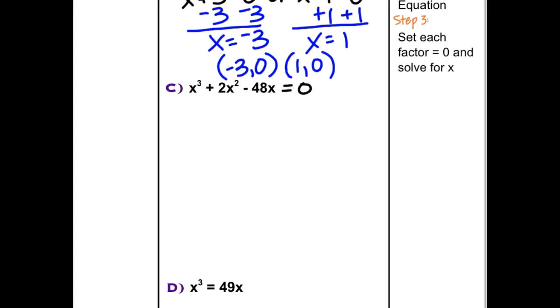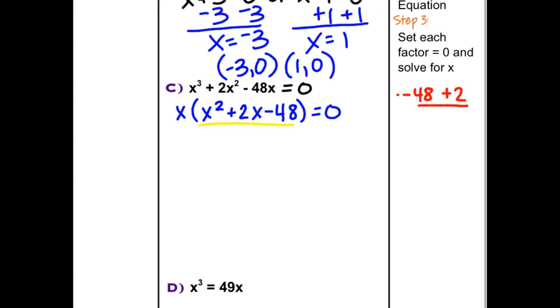First thing that I know I need to look for, I see they all have x's in them, so I'm going to factor out an x. So that means I have x times x squared plus 2x minus 48, still equal to 0. Then I see that right here, we have a trinomial, we can use a t-table, so I need to multiply to negative 48, and I need to add to a positive 2.